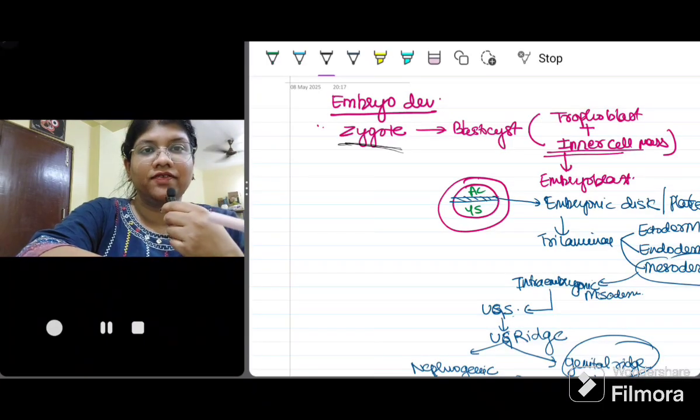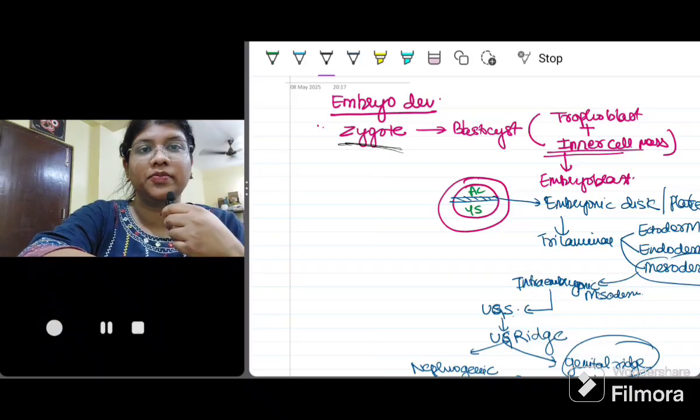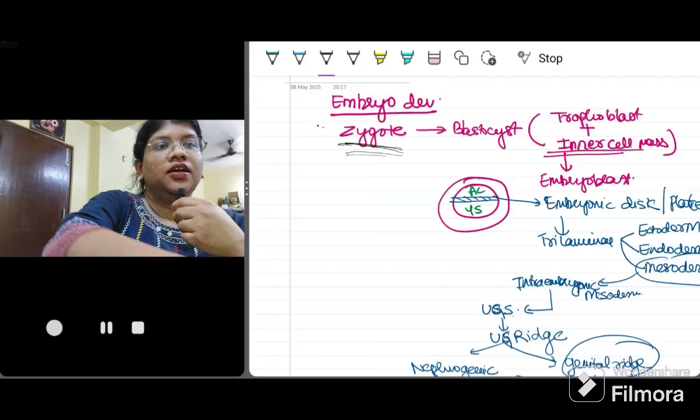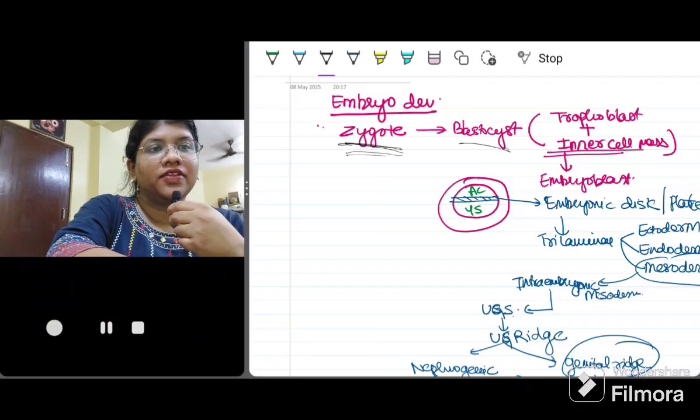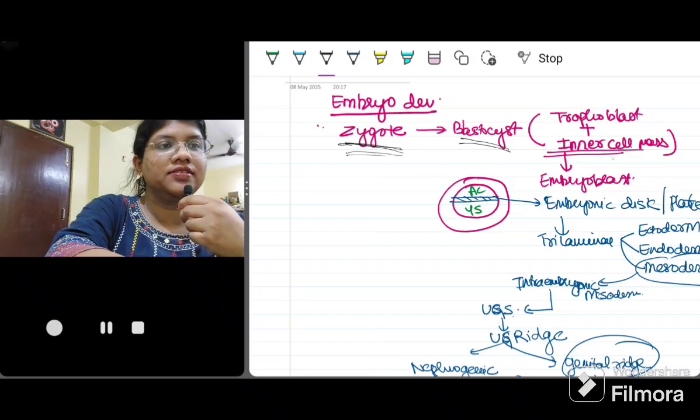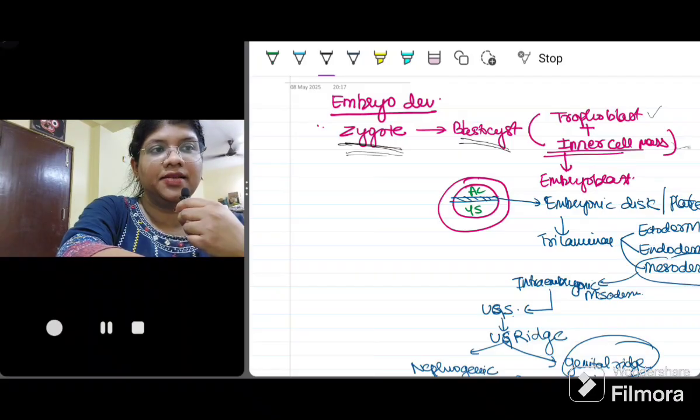So let's begin with the development of the Mullerian system. For that, first we need to understand the embryology development. So once the zygote is formed after the fusion of the sperm and the egg, on day 5 there is the formation of the blastocyst. Okay, the blastocyst contains the trophoblast cells and the inner cell mass.